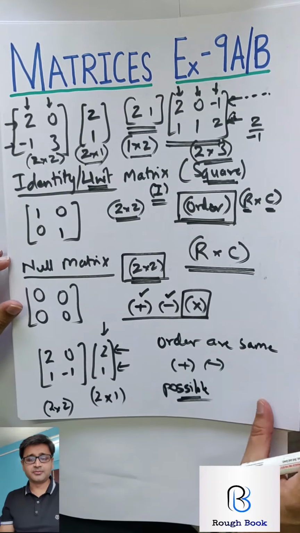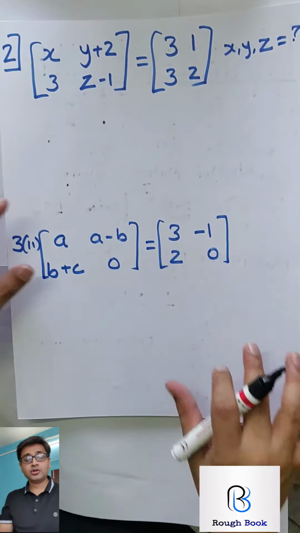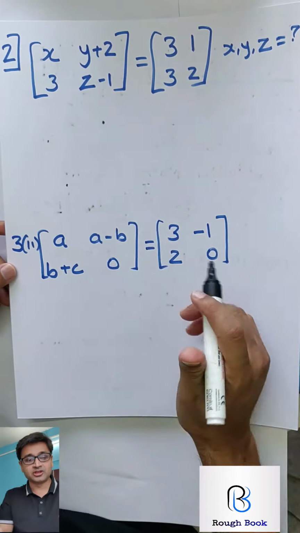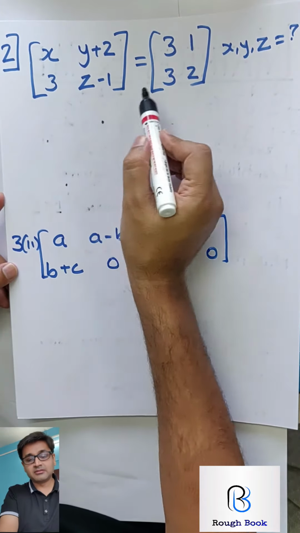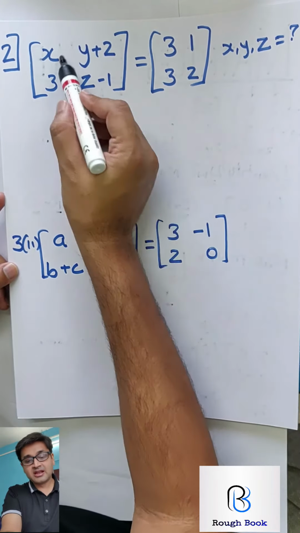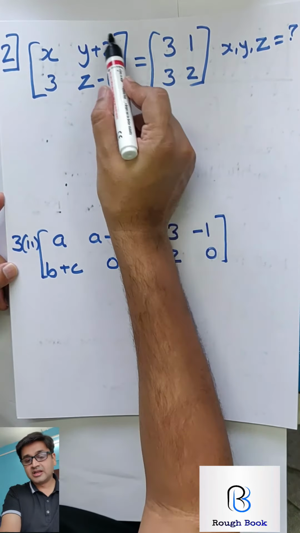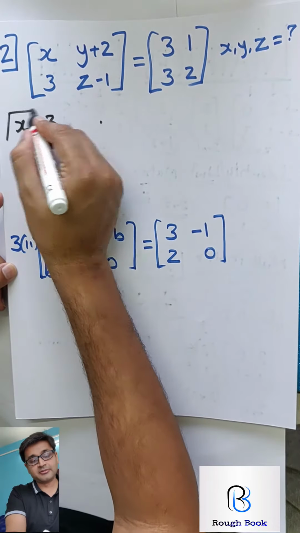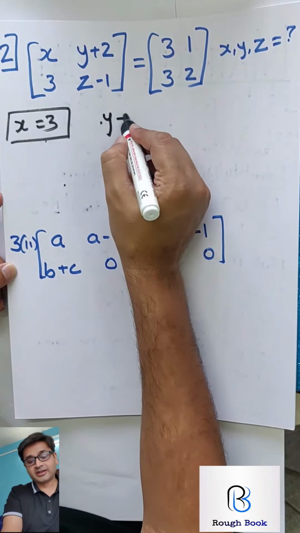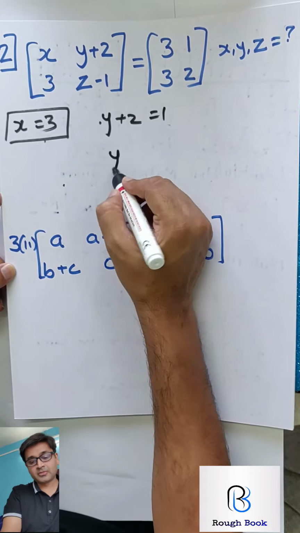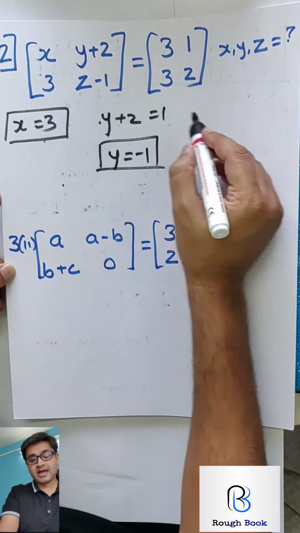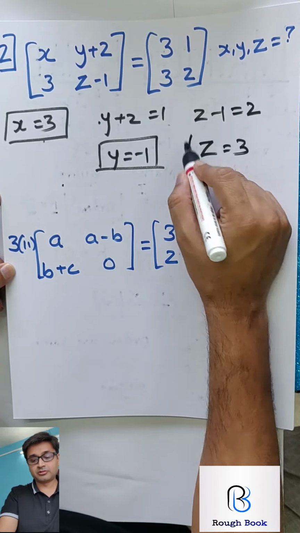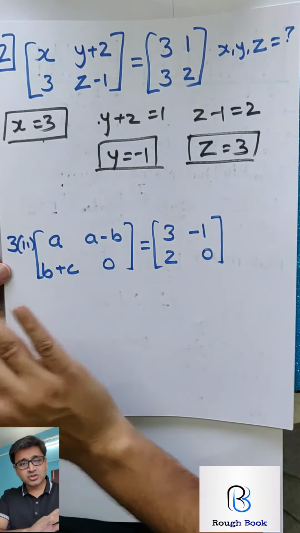This is going to be very simple. Let's hit exercise 9A. Use your common sense on your own. I'll just give you the first one, rest everything you will get. See, basically this matrix is equal to this matrix. That means this element is equal to this element is equal to this. So what are the value of x? Directly becomes 3. What is the value of y? So y plus 2 becomes 1. So y is equal to minus 1. And z minus 1, what is in the place of that? 2. So z is equal to 3. Simple.